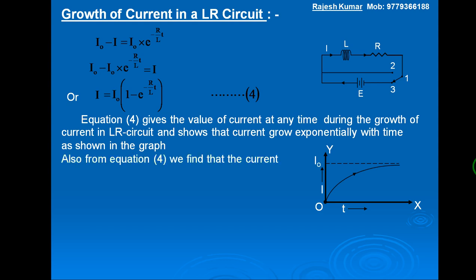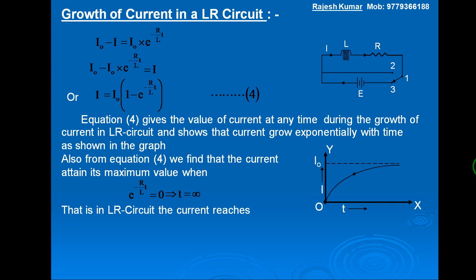Also from equation 4 we find that the current attains its maximum value when e to the power minus R upon L into t is equal to 0, and this is possible when t is equal to infinity. That is, in an LR circuit the current reaches its maximum value after infinite time, or we can say the current never reaches its peak value. Current never reaches its maximum value, as infinity is not possible.